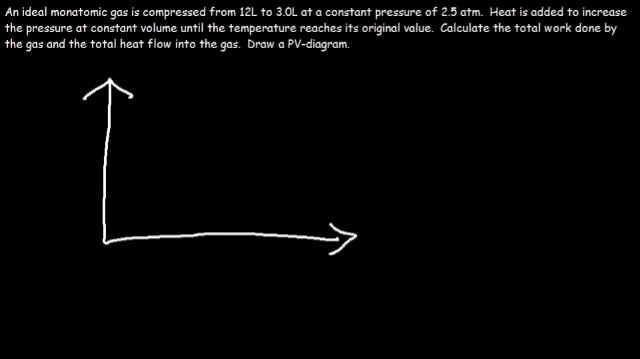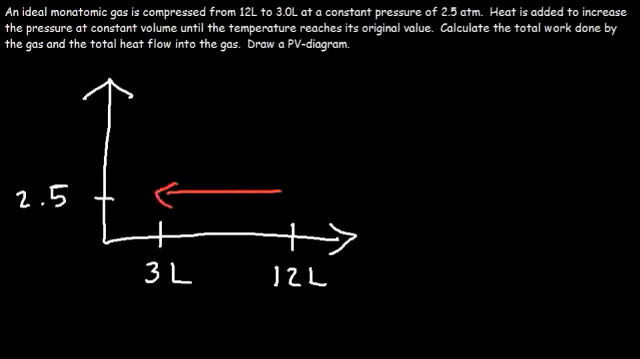So we're starting at high volume, a volume of 12 liters, and the volume is decreasing to 3 liters at a pressure of 2.5 atm. So we're going this way. Let's call this position A, position B. So that's an isobaric process. Now, if heat is added, the temperature will increase and the pressure will increase as well. And this occurs at constant volume, so that's an isochoric process.